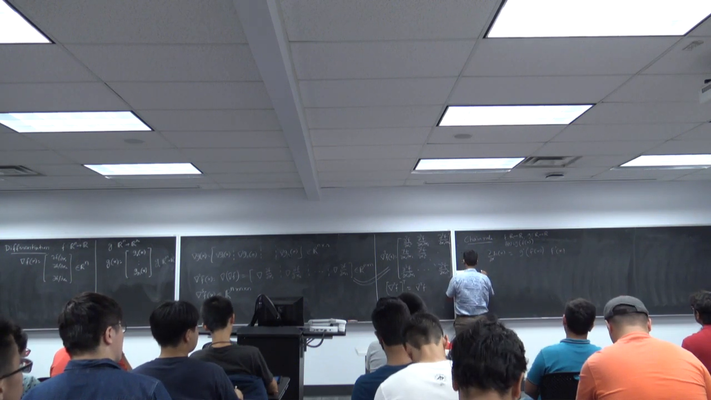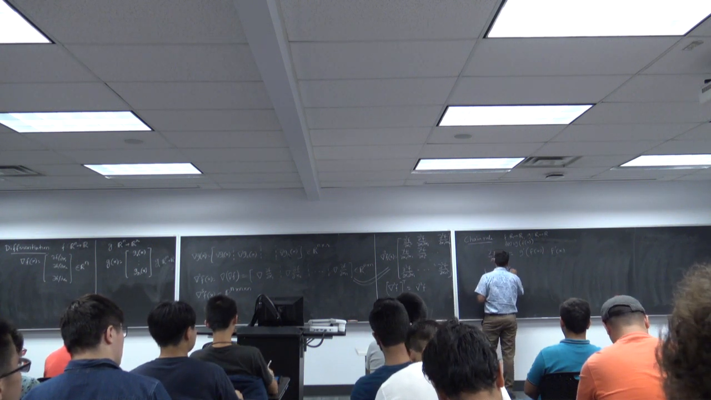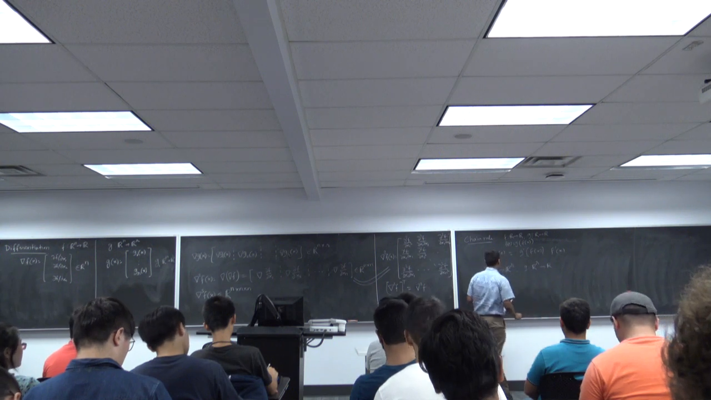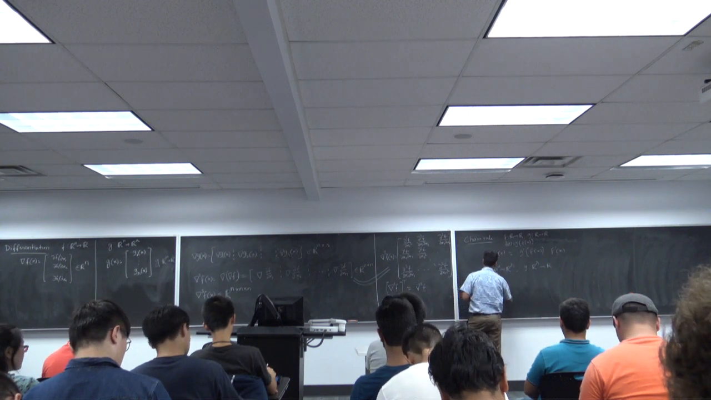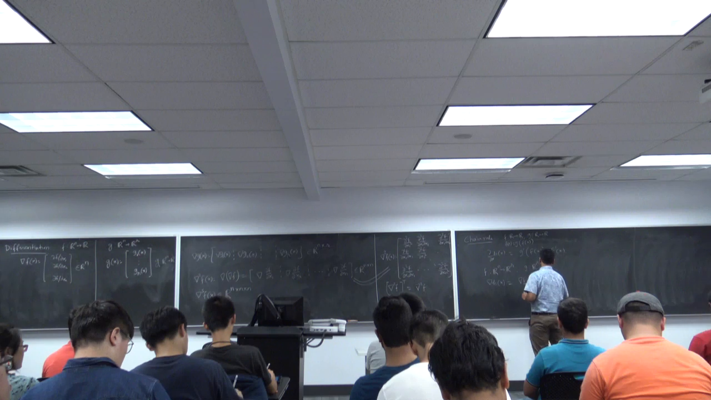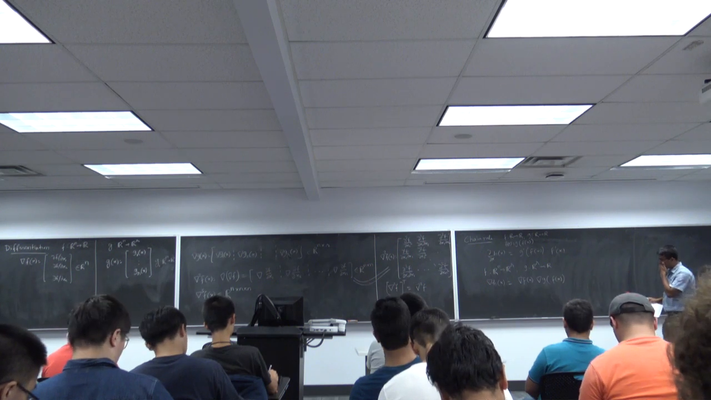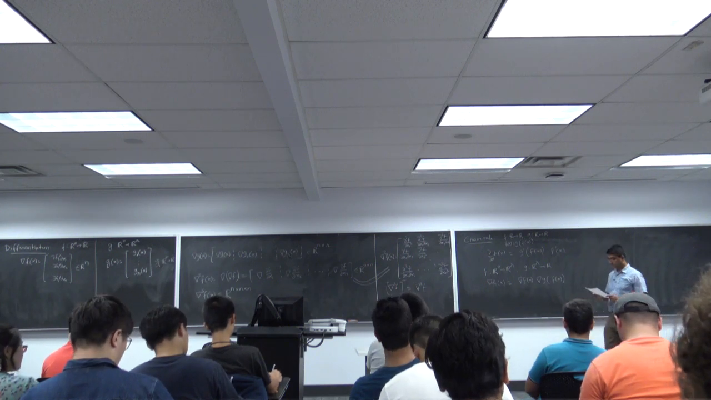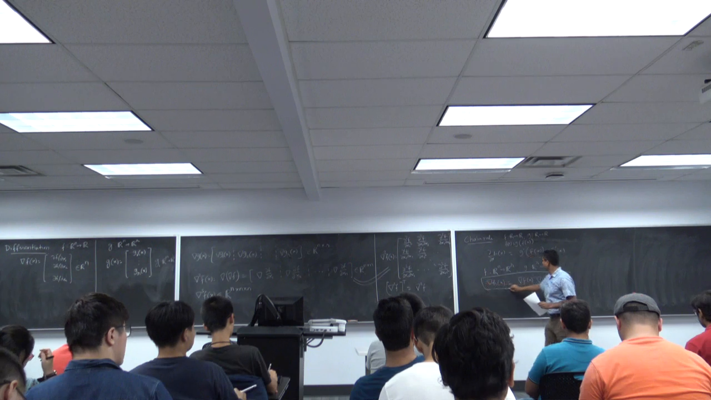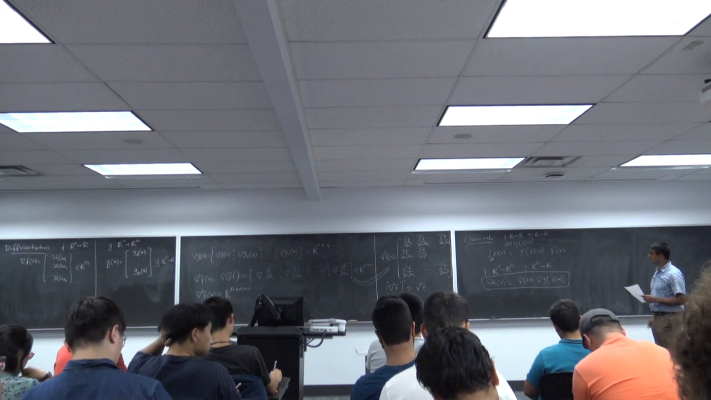Now, for vectors, the result is slightly similar. So f is a function from R^n to R^r. g is a function from R^r to R. Then the gradient of h of x is the gradient of f of x times the gradient of g evaluated at f of x. Okay?